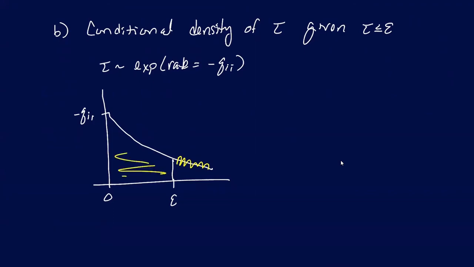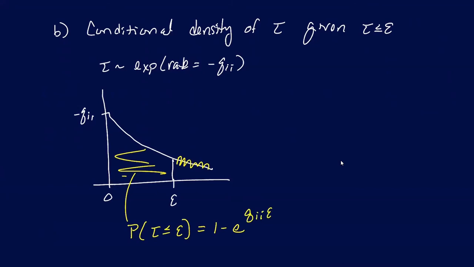And this area is the probability that tau is less than or equal to epsilon. And that is the CDF for the exponential. So this is 1 minus e to the qii epsilon. And to finish this off, that's just that area.